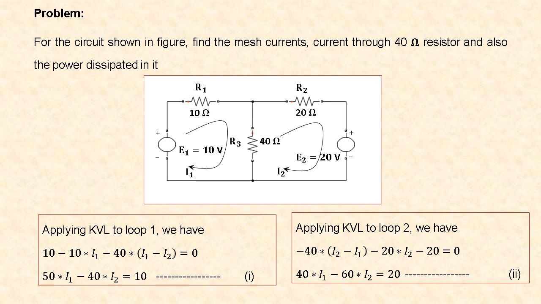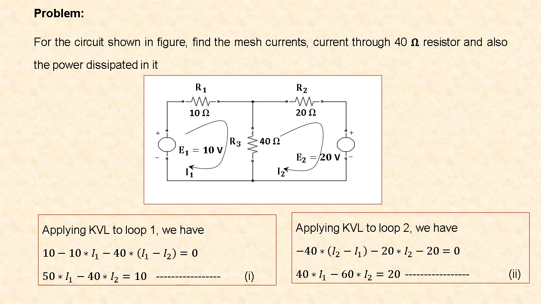First, let us consider mesh 1 or loop 1. Applying Kirchhoff's voltage law to loop 1, we have 10 volt minus 10 into I1, which is the drop across the resistor R1, minus 40 into (I1 minus I2), which is the drop across the 40 ohm resistor, is equal to 0. Simplifying, we have 50 I1 minus 40 I2 is equal to 10. Let us consider this as equation 1.